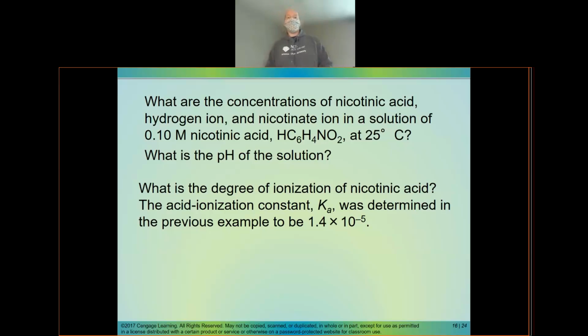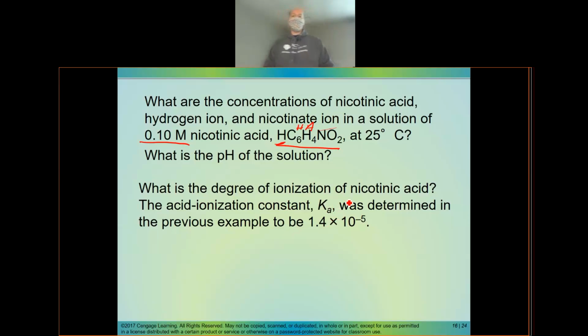All right, what are the concentrations of the acid, hydrogen ion, and the anion of a 0.1 molar solution? So we have 0.1 molar, and we have this acid. I'm not going to write the C6H4NO2, I am going to write HA. This is a monoprotic acid, 1 H. It is a weak acid because it's not one of the 6 that we have memorized as strong. And then it's asking here, what is the pH?